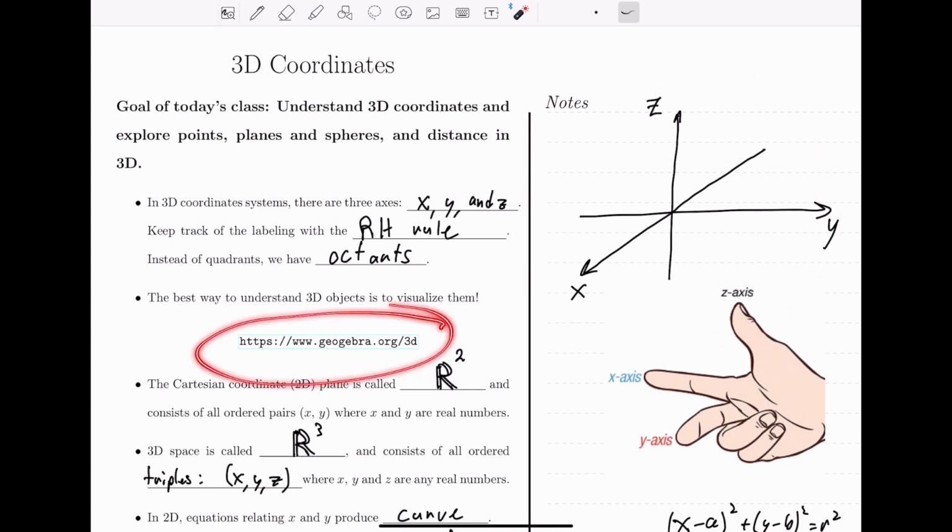We use GeoGebra to plot three-dimensional objects. This is a fantastic resource that I highly encourage you to take advantage of. It's totally free, and it's really helpful for understanding the concepts.